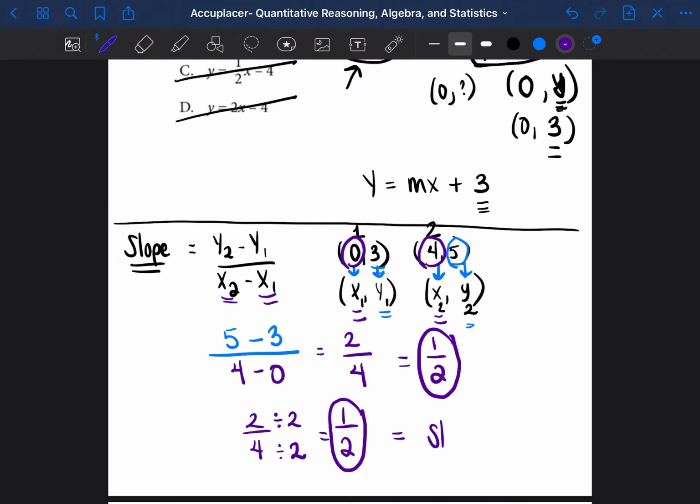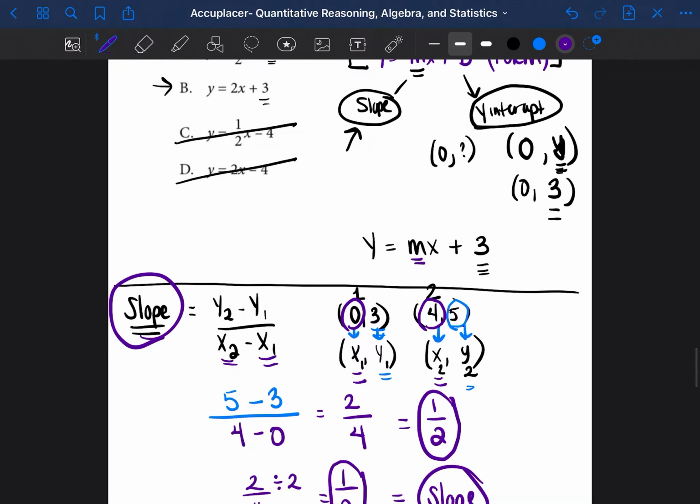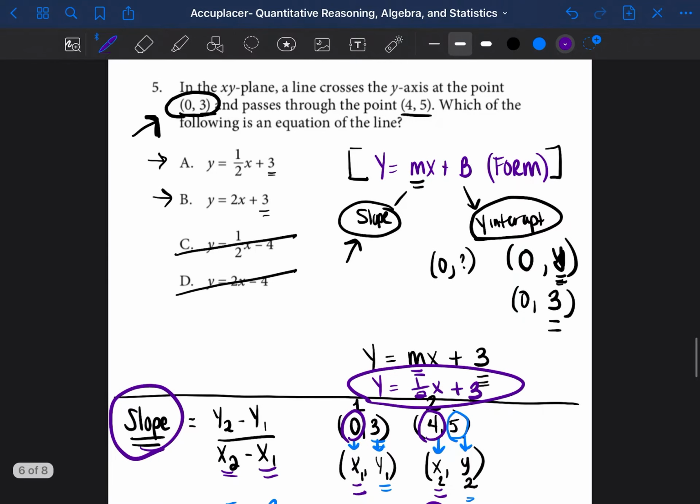And remember that 1/2 is going to be equal to the slope. So instead of writing mx plus b, we're going to write y is equal to 1/2 x plus b, which was 3. So now we have the equation of our line. Y is equal to 1/2 x plus 3, so our answer is going to be A.